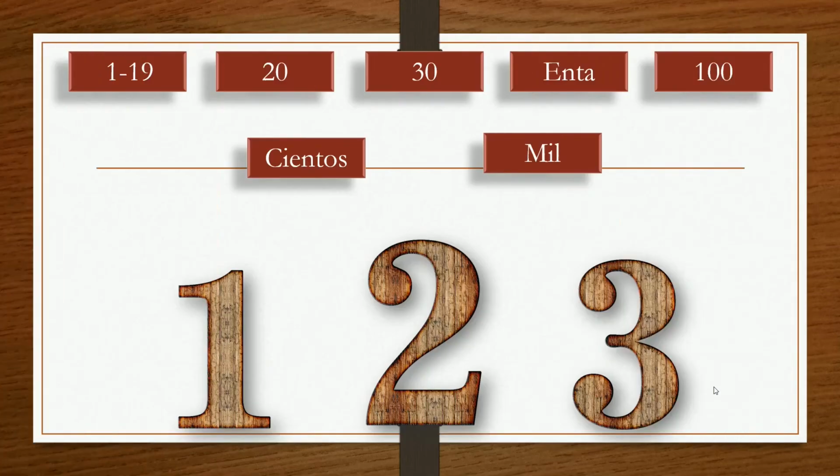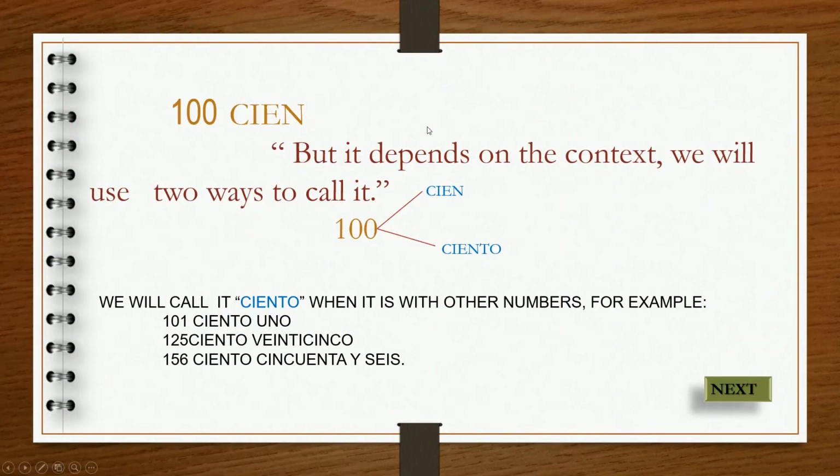Okay, cool. Now we have finally made it to 100. But in this case, you have to pay attention because even though it is really simple, we will have two ways to call it, and it will depend on the context. So we have two ways.